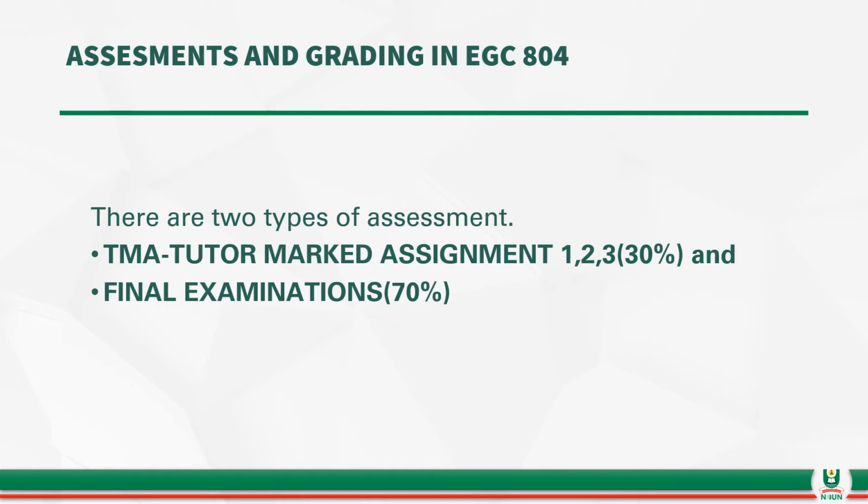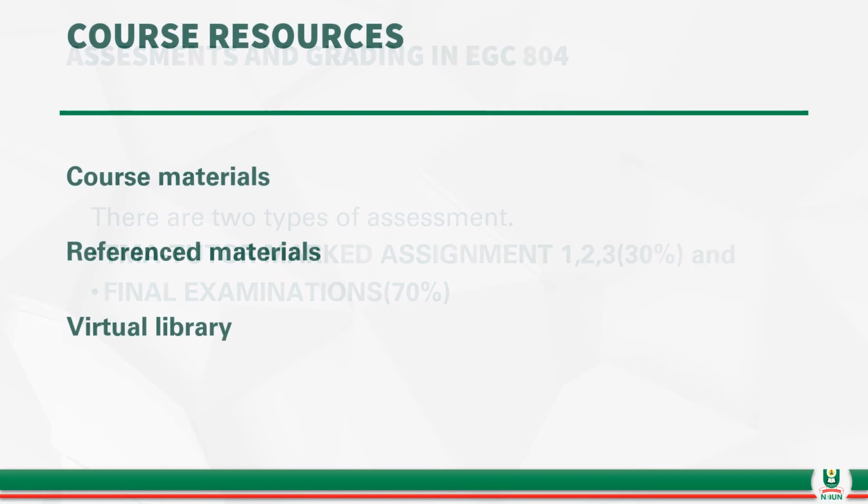If you do only the TMA and you don't do the final examinations, you cannot be graded. You will have incomplete results. If you write the examinations and you didn't do the TMA, you will also have incomplete results. So for your results to be complete, you have to do both the TMA and the final examinations. The assignment carries 30%, the main exam carries 70%. That is a total of 100%.